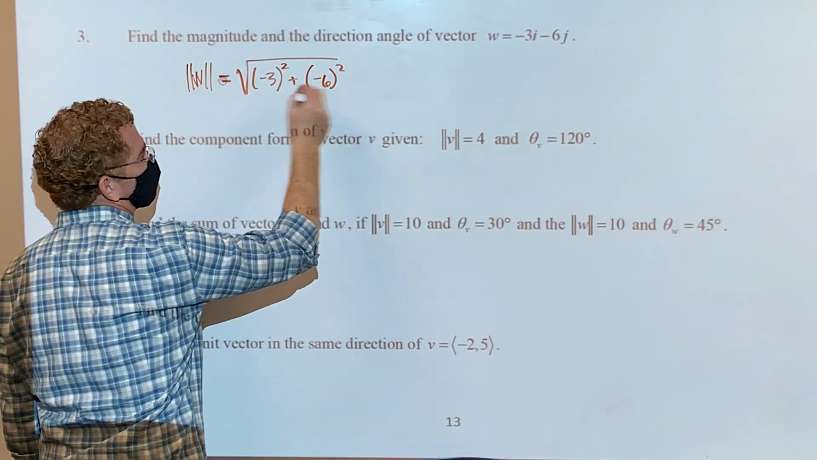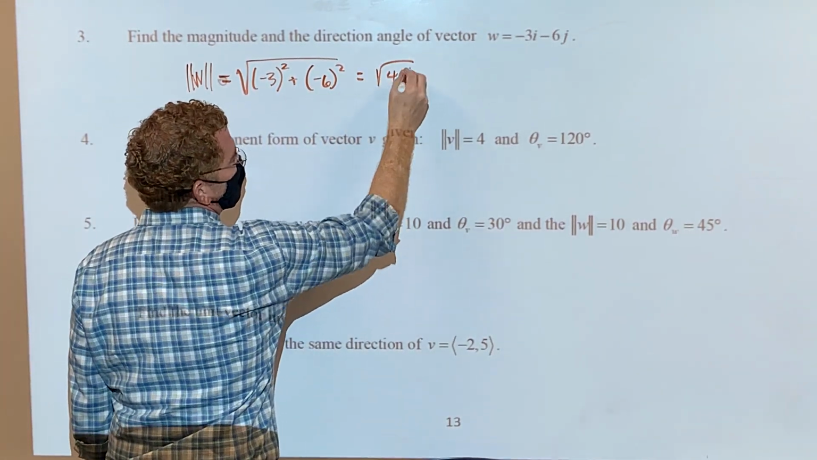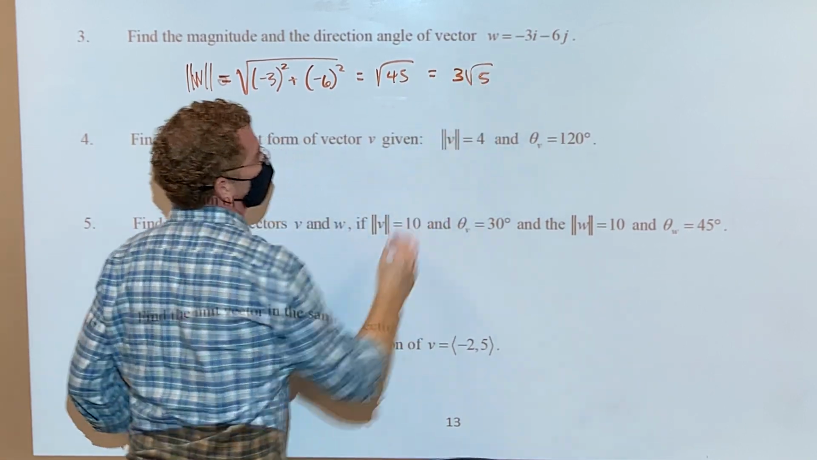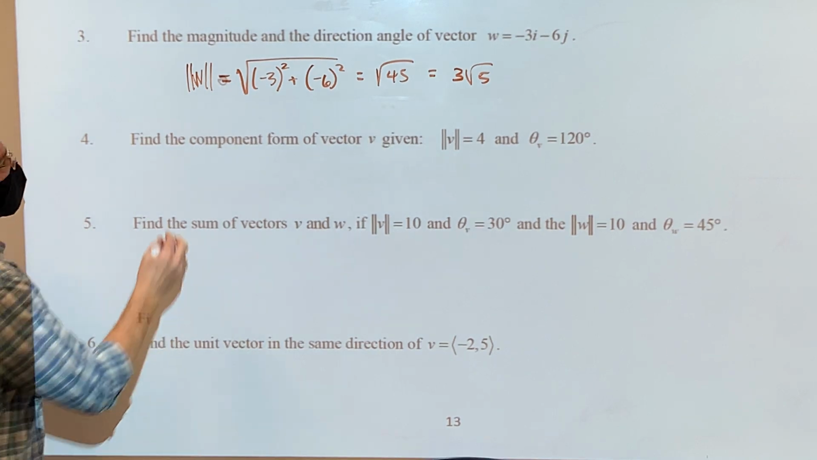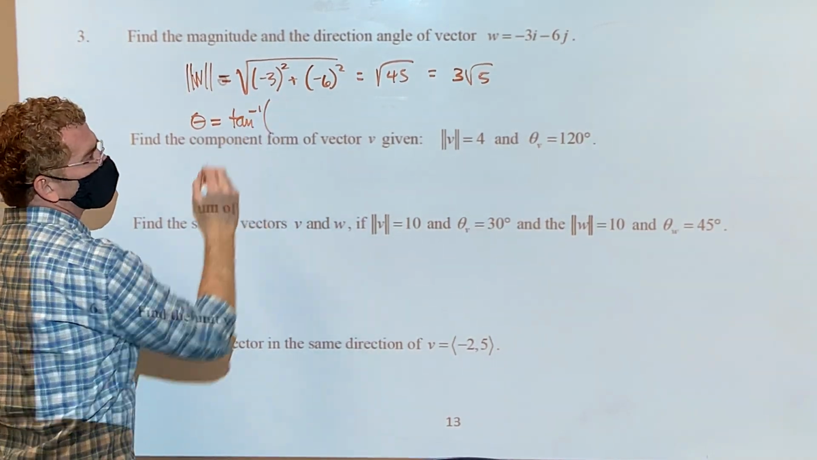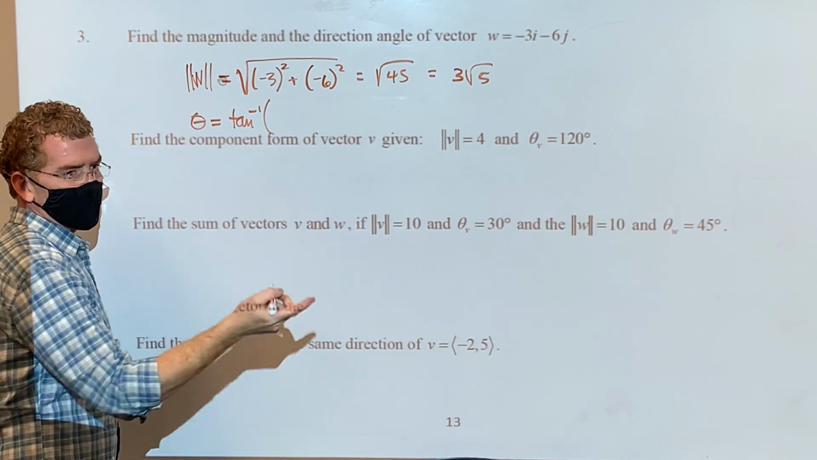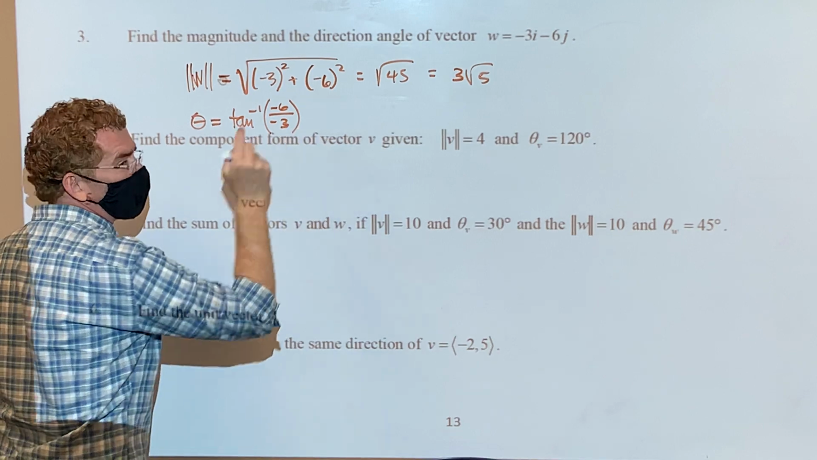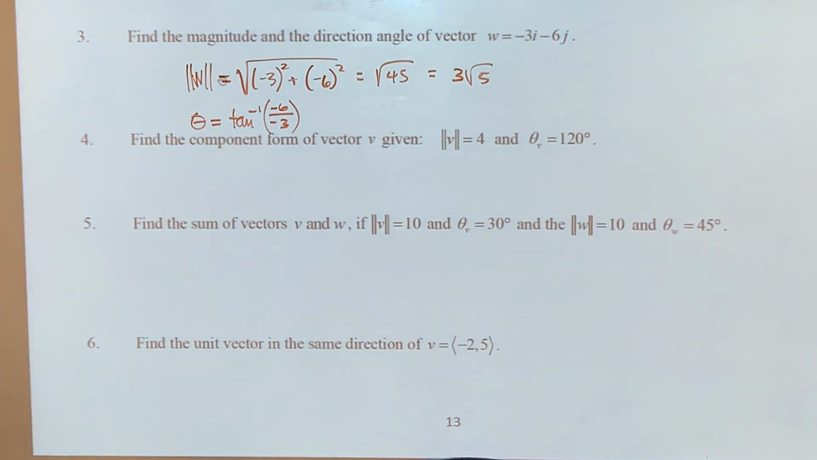That gives you 36 and a 9, which would be a √45. So either type that in your calculator to get a decimal, or at least rewrite it as 3√5. And then how do I find the direction angle of this? Inverse tangent of y over x, which would be -6 over -3, which is technically +2. But what do I have to do on this one? Add a 180.